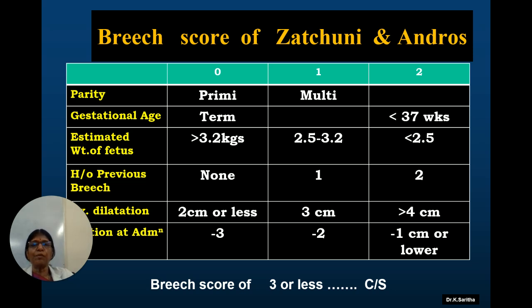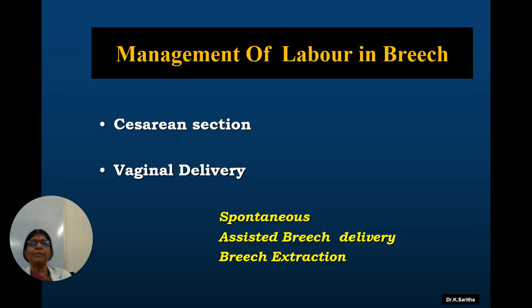For 3 or less, most of the points when you try to estimate this come on the left side of the table. But if most of the score is on the right side of the table and the Zatuchni-Andros score is more than 3, then definitely she can be thought of for a vaginal delivery.